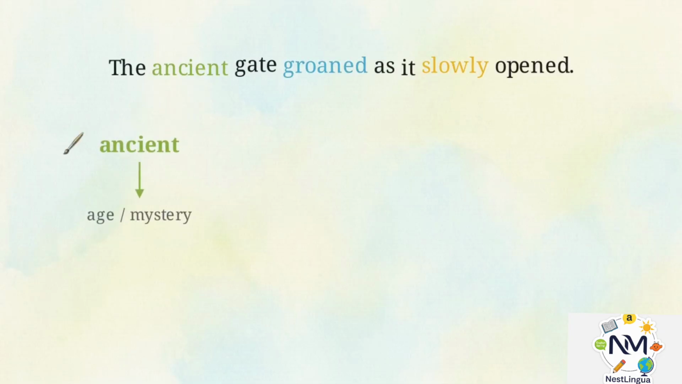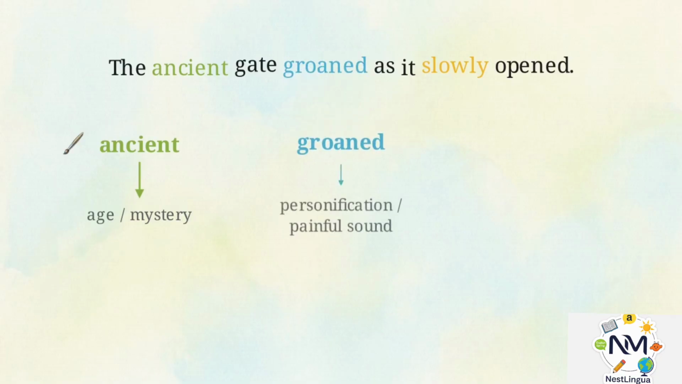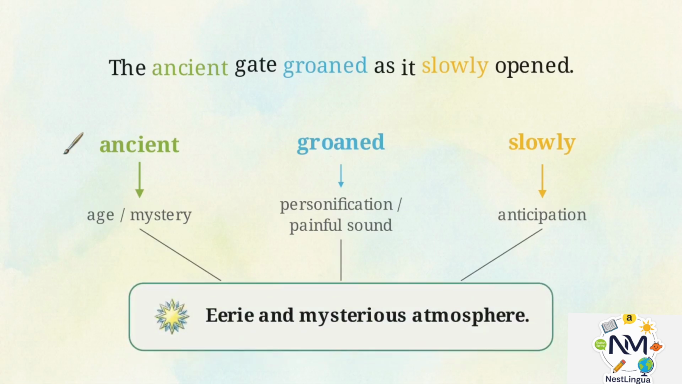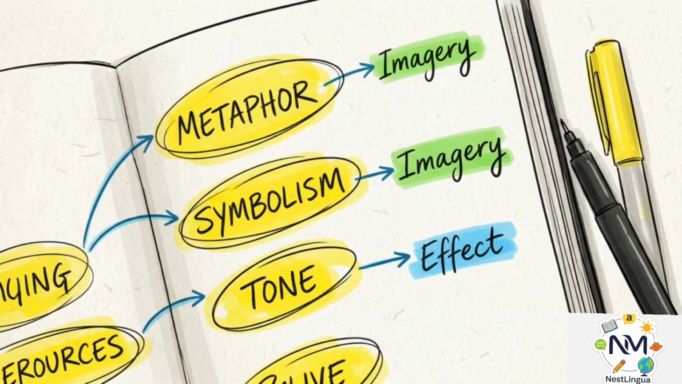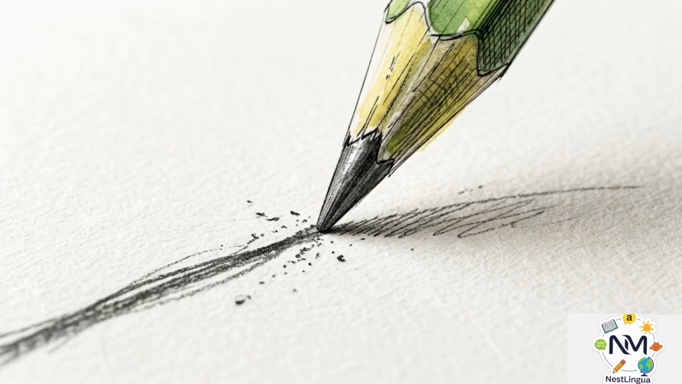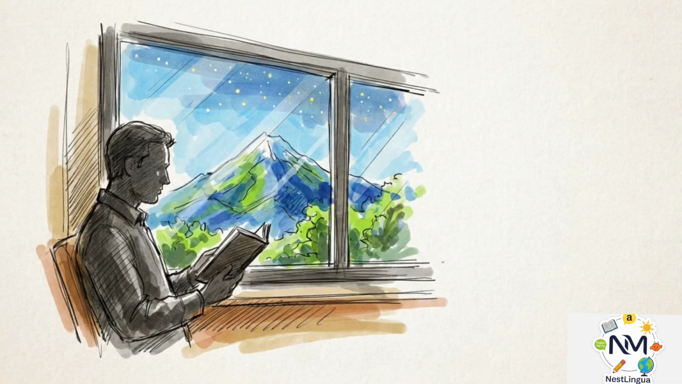Ancient implies extreme age. Groaned uses personification to create a long, painful sound. Slowly builds anticipation. Together, they combine to generate an eerie and mysterious atmosphere. You can build this analytical muscle with a 5-minute daily habit. Take any reading material, circle the most powerful words, and actively identify what they suggest. Great writers are defined by these choices. Every sentence is a deliberate construction designed to trigger a specific reaction in the reader's mind.